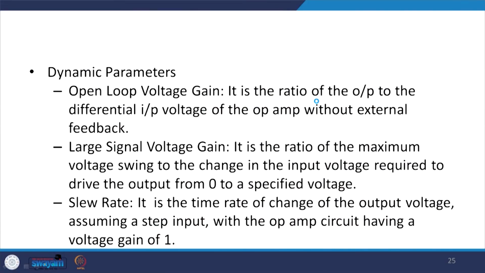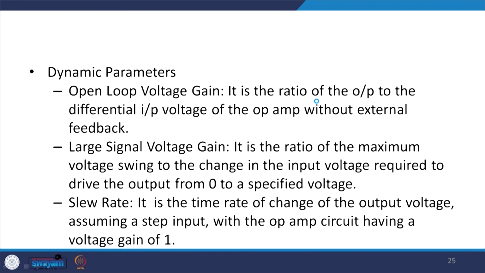Then what are the dynamic parameters? Dynamic parameters are the open loop voltage gain. It is the ratio of the output to the differential input voltage of the op-amp without external feedback. As the name indicates, it is an open loop voltage gain. Then what is the large signal voltage gain? It is the ratio of the maximum voltage swing to the change in the input voltage required to drive the output from 0 to a specific voltage.